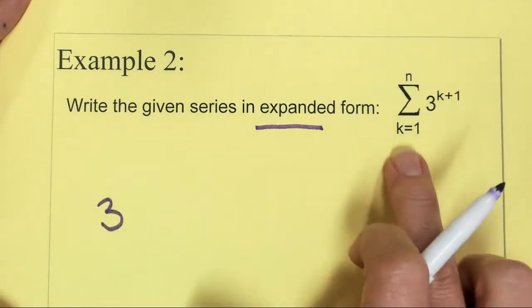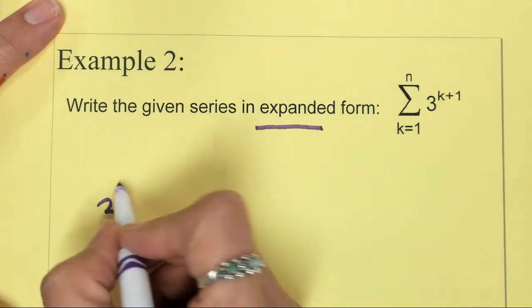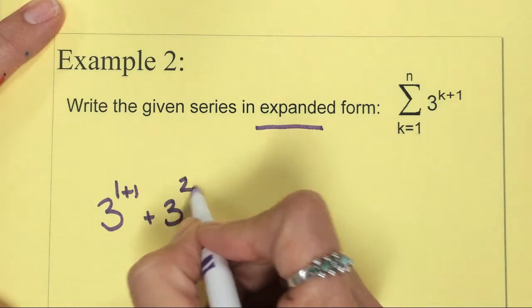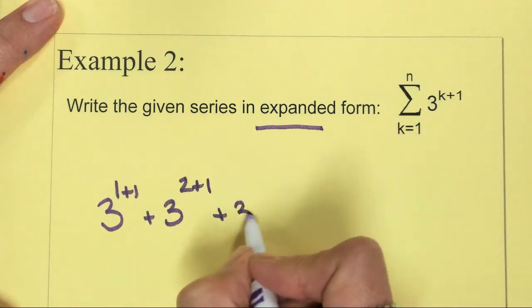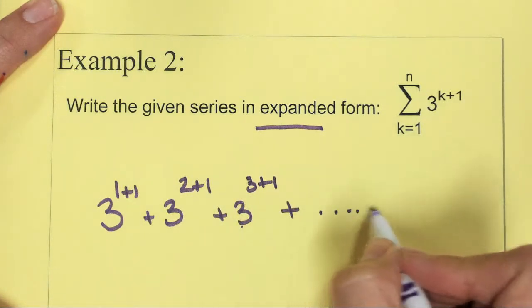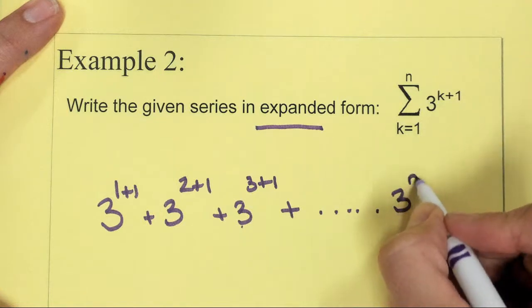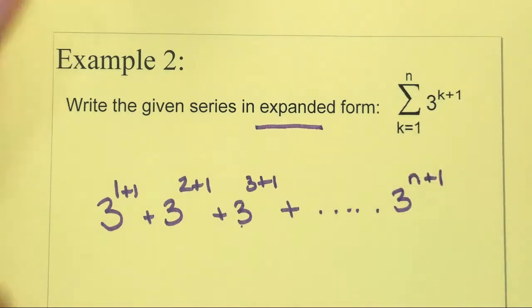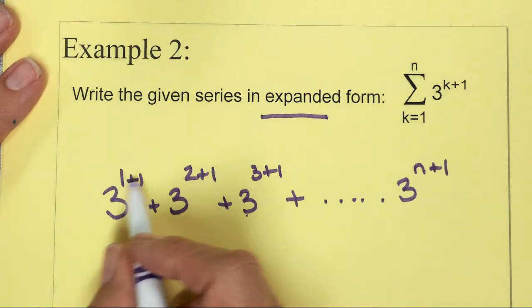So the very first number I'm going to plug in for k is 1, so we have 3 to the 1 plus 1. Then after 1 comes 2, so 3 to the 2 plus 1, then 3 to the 3 plus 1, plus dot, dot, dot, 3 to the n plus 1. And again, n is going to go on to infinity. So we're going to leave it like that. I'm going to go ahead and simplify.